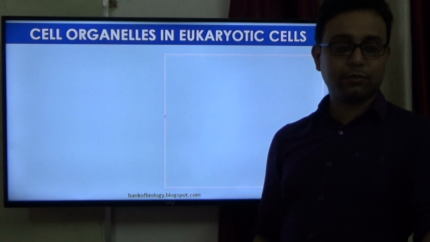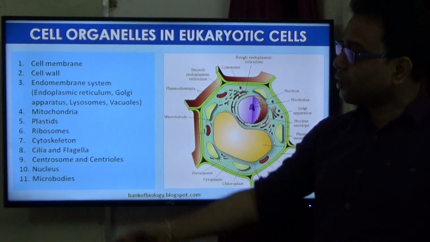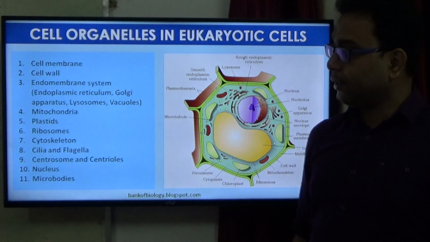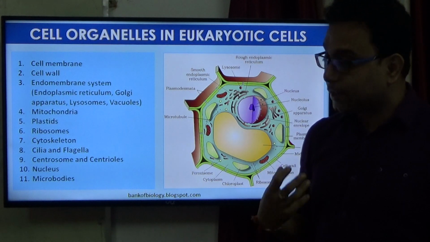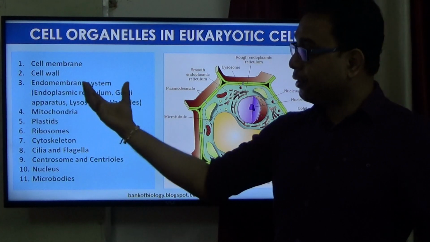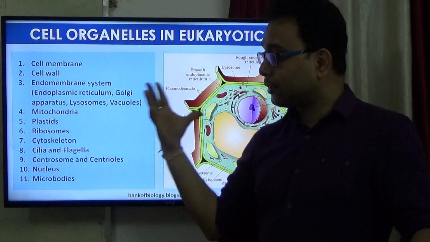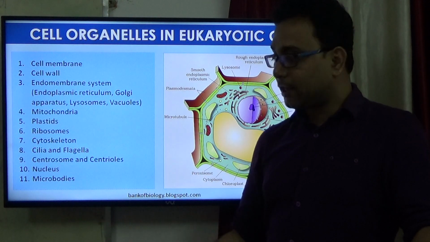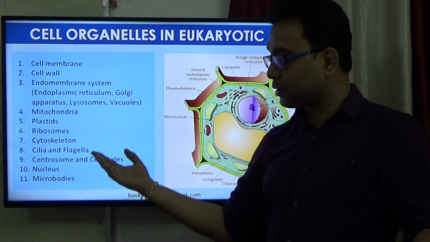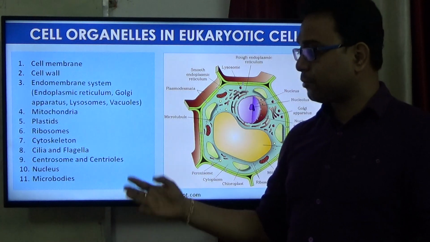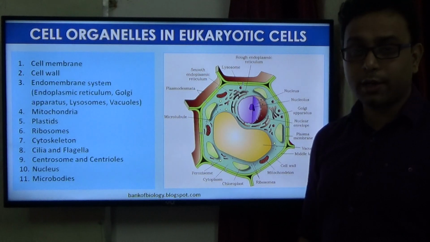In the last class we discussed the cell membrane and cell wall, and today we describe the structure of the endomembrane system, mitochondria, plastids, and the ribosome. Next class we will discuss the cytoskeleton, cilia and flagella, centrosome and centriole, nucleus, and microbodies.